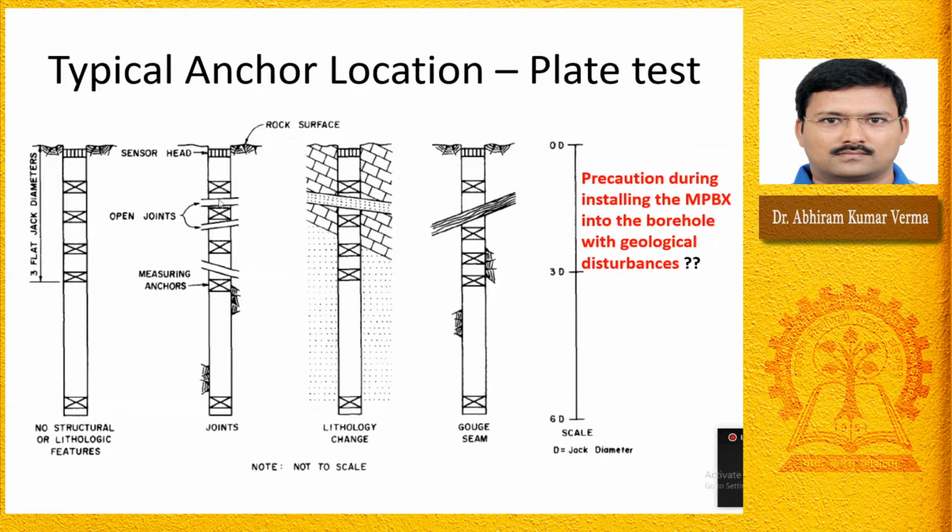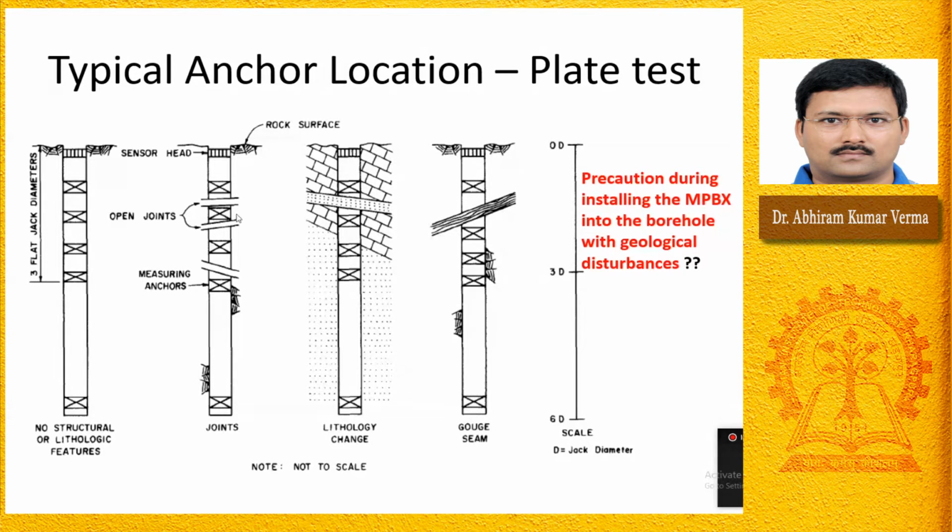If I want to get a clear picture of this joint deformation, how much it is deforming, we have to have two such anchorages across these joints. One will give you the deformation of the intact portion, another will give you the deformation of the joint only. The subtraction of these two is going to give you how much deformation is happening because of the joint. Okay, so this we have to look for.